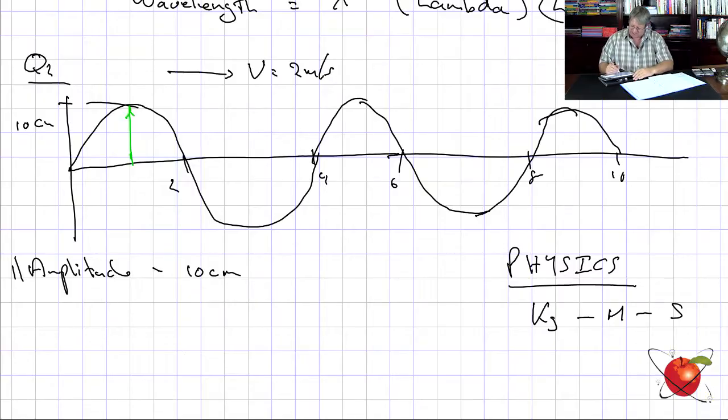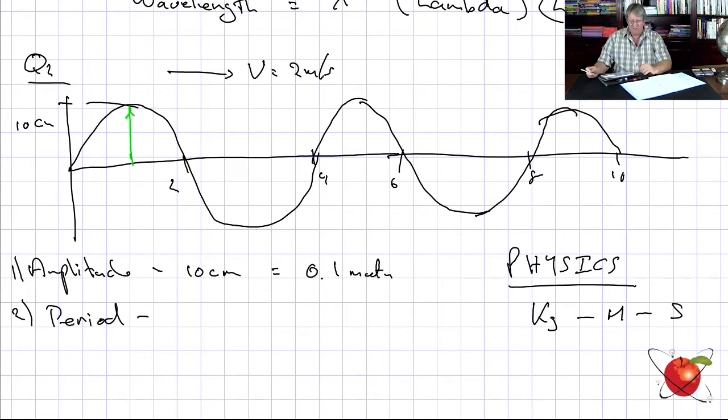Then they've said to us, what is the period? How do we define the period? The amplitude is 10 centimeters, which I have to convert, so it is 0.1 meters. Now, what is the period of this? The period is 1 over the frequency. But the period is the time taken for one wavelength to pass you, isn't it?